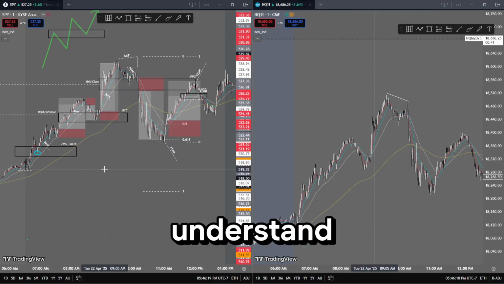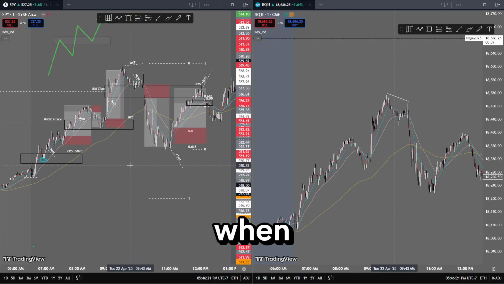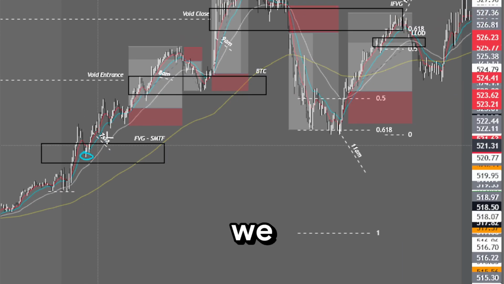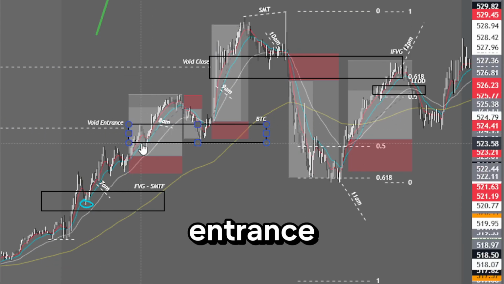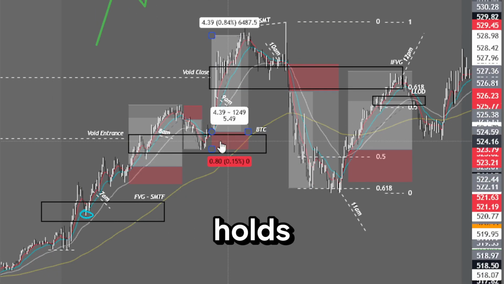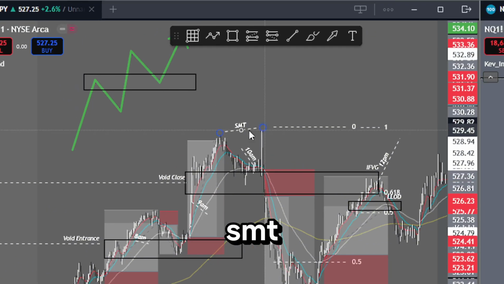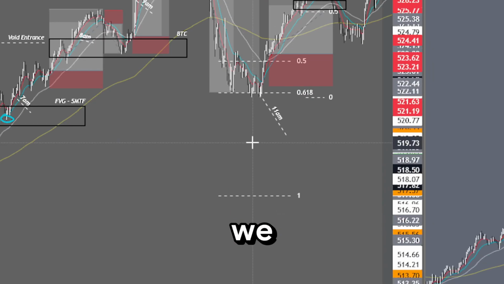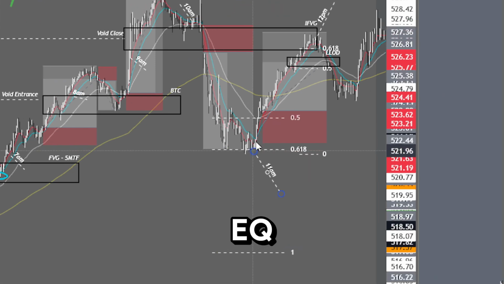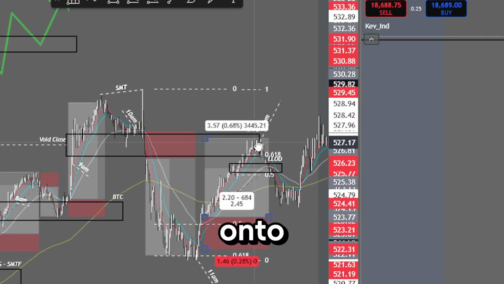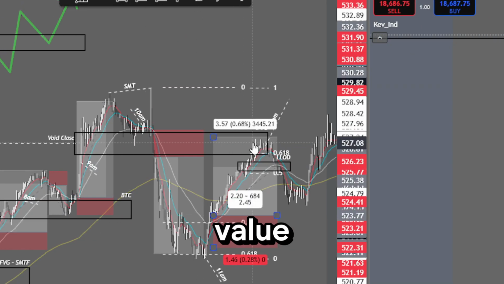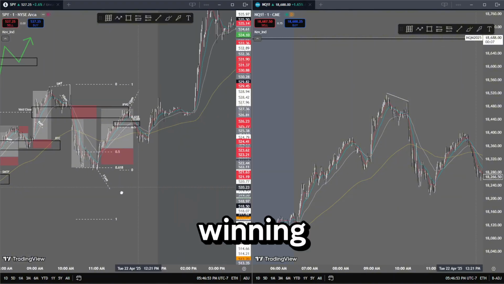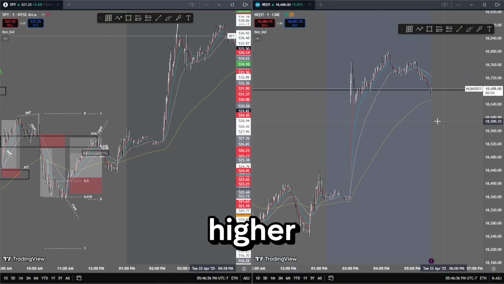So I hope you guys understand that when you take trades like this, when you look at market and you're able to identify, okay, 5 minute fair value gap gets formed, we end up pushing higher, we end up sweeping our void entrance, pushing higher again, BTC holds us, get above void close, SMT up here, 10 a.m. We're most likely going to slap down. That's exactly what we do, straight onto EQ. EQ holds us, pushes us back onto a discount where the inverse fair value gap is, and we end up dropping down a little bit, and the overall trend ends up winning as we end up pumping even higher.